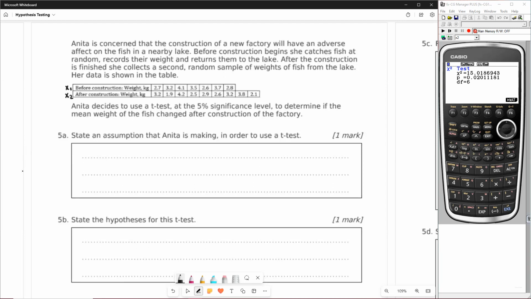Anita decides to use a t-test at the 5% significance level to determine if the mean weight of the fish changed after construction of the factory. State an assumption that Anita is making in order to use a t-test. There are two assumptions that help you use a t-test. Firstly, that the data is normally distributed, as in it follows a normal distribution. The second assumption is that the variance of the two data sets is equal.